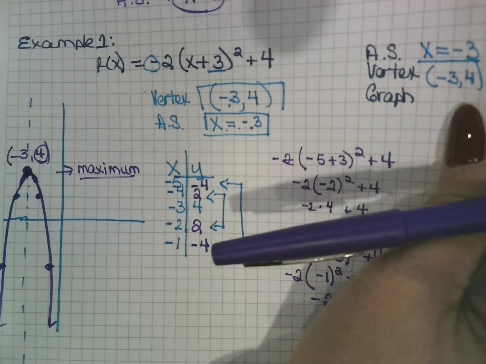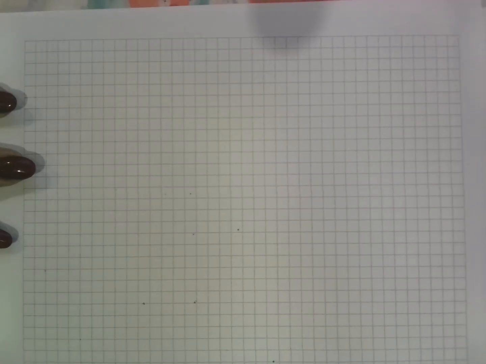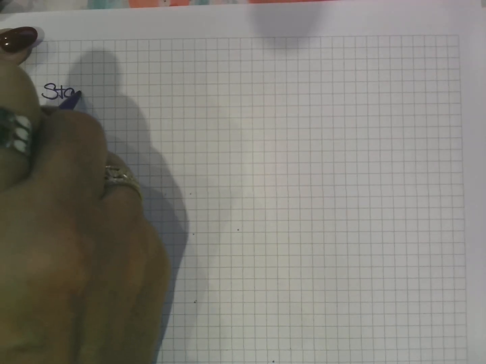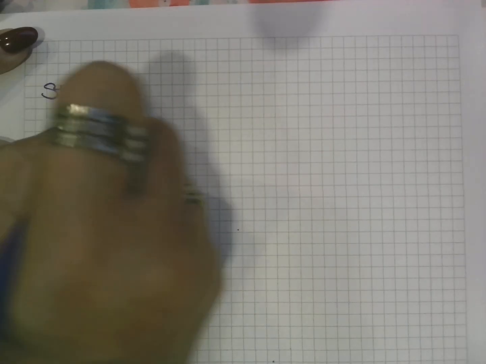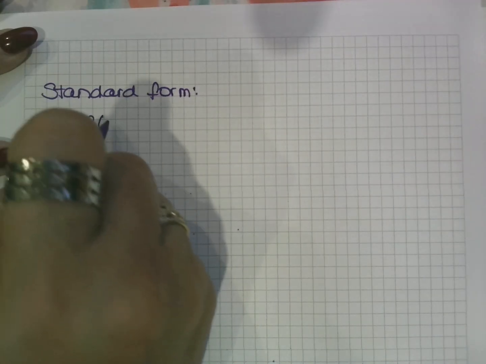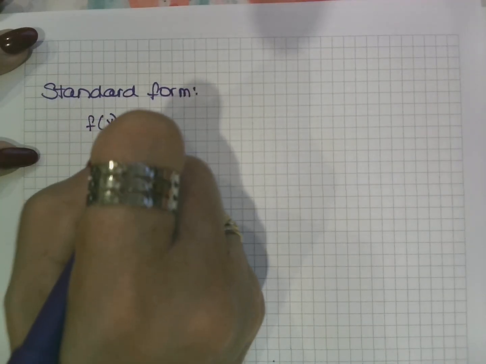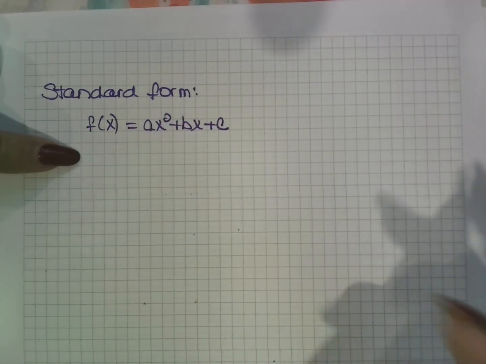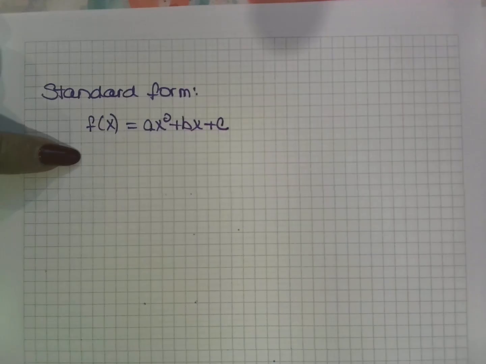Let's take a look at the next page. All right, so we did vertex form. Let's go ahead and do standard form. Standard form looks like this: ax squared plus bx plus c. This is the form we use, for example, when we're going to use the quadratic formula or something like that.